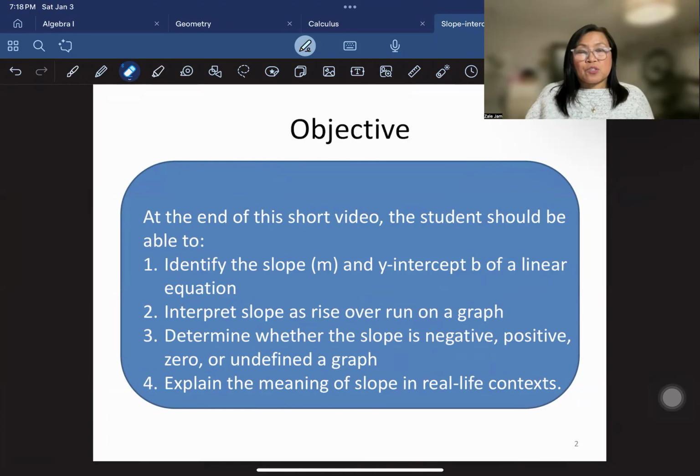So at the end of this topic, you should be able to identify the slope and the y-intercept, be able to interpret slope as rise over run on a graph, determine whether the slope is negative, positive, zero, or undefined, and finally explain the meaning of slope in a real life context.